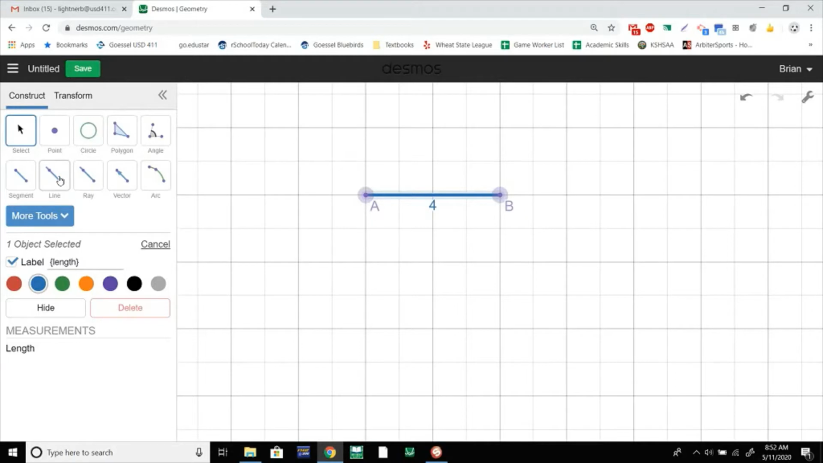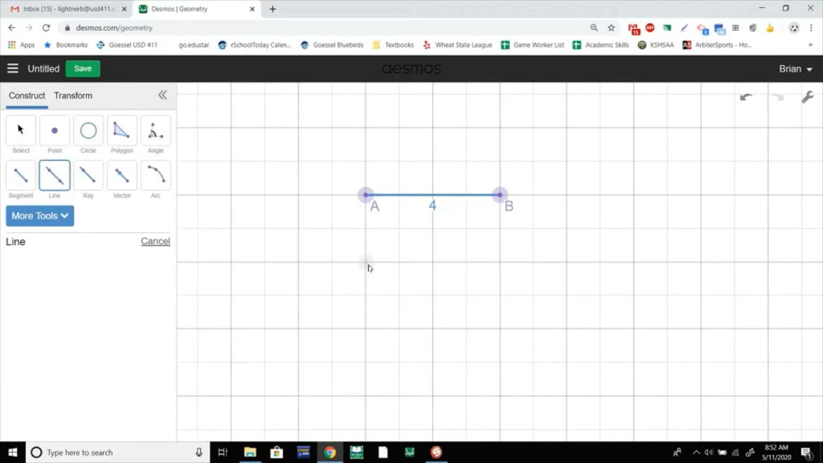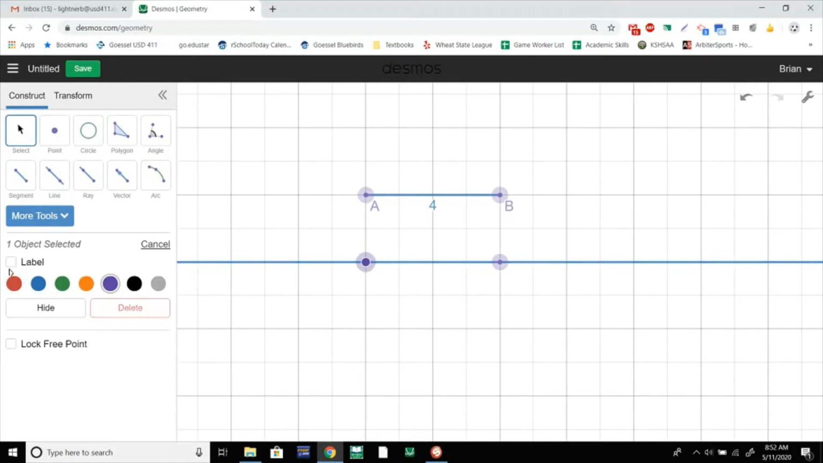Compare that to a line. If I select the line tool and go from here to here, the line goes through there. A line does not end. A line segment has endpoints. These are called endpoints. It's where a line segment stops. These are points on the line, but they are not the endpoints. I could cut this off and have line segment CD, but I have line CD right here. So this is line segment AB and line CD.